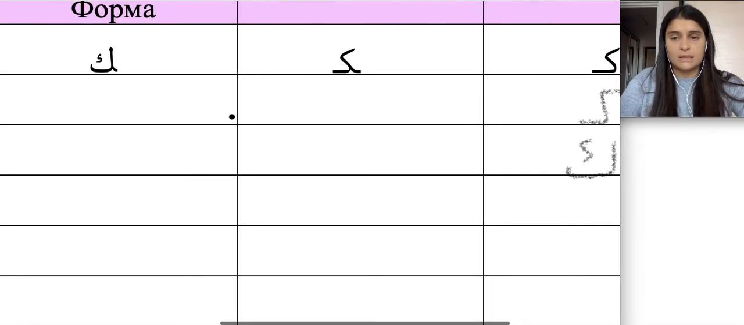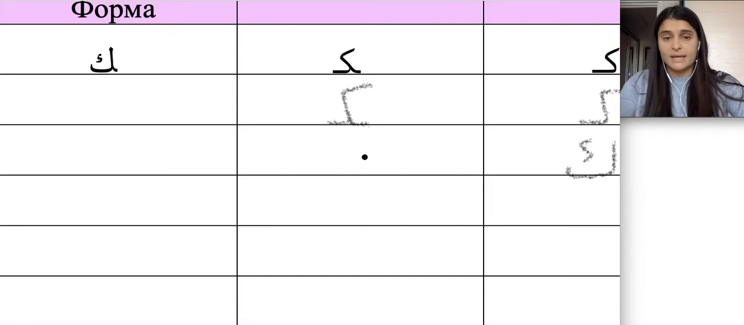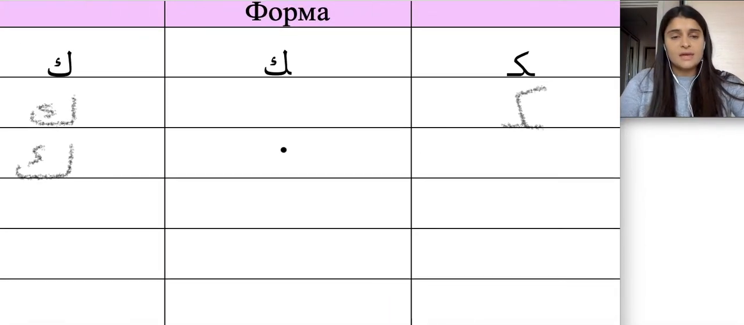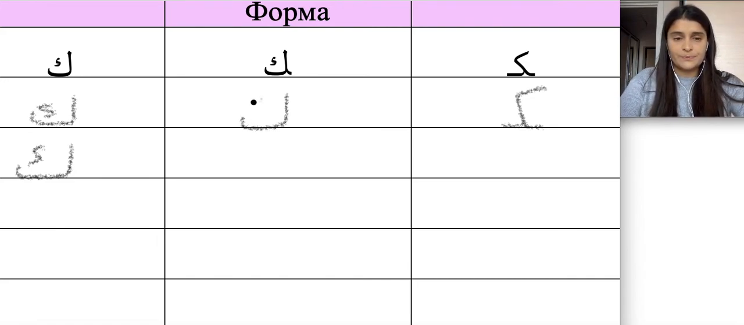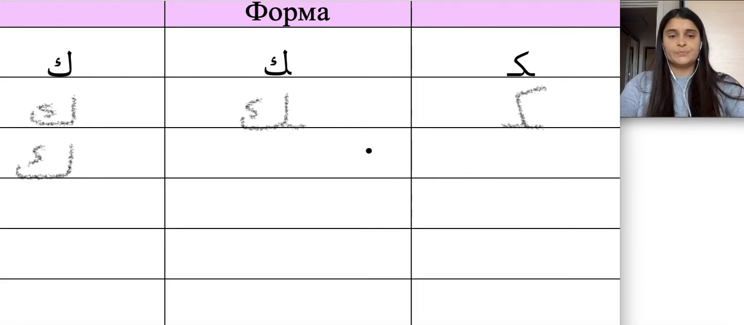And now let's write letter Kaf in the middle of the word. It looks like when it is at the beginning of the word, but it has a hand from this side. At the end of the word, letter Kaf looks like when it is by itself, but it has a hand from here, like this.